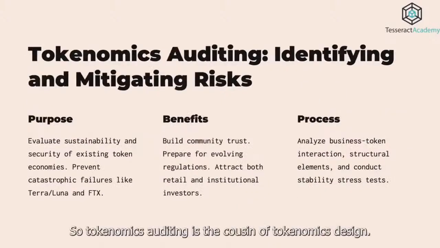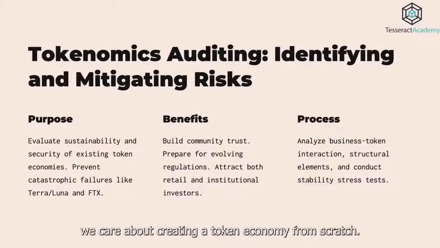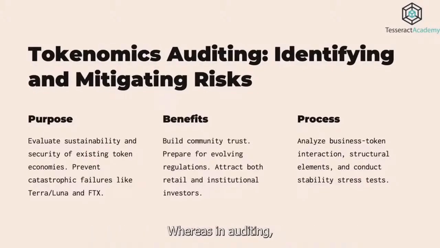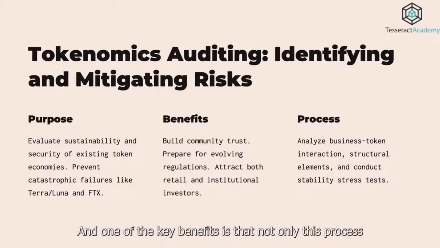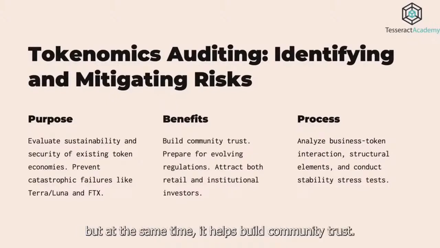So tokenomics auditing is the cousin of tokenomics design. The difference being that in tokenomics design, we care about creating a token economy from scratch, whereas in auditing, we take an existing token economy or a designed token economy, and then we stress test it. So the objective of tokenomics auditing is to prevent catastrophic failures like Terra Luna and FTX. And one of the key benefits is that not only does this process make tokenomics more robust and resilient, but at the same time, it helps build community trust.